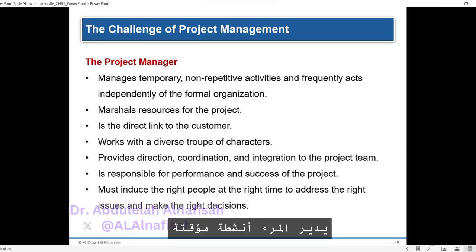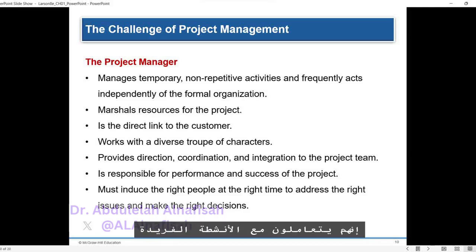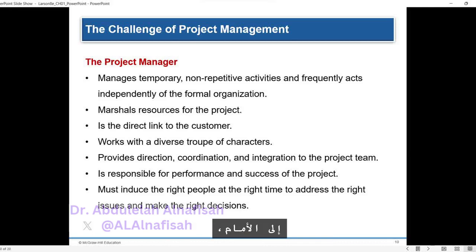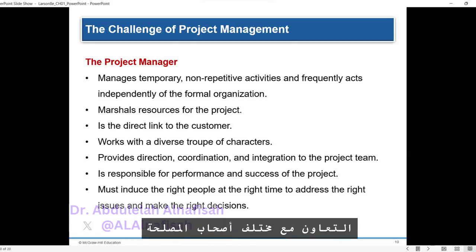1. Manages temporary, non-repetitive activities. Project managers are responsible for overseeing projects that have a defined start and end date. They handle activities that are unique and specific to the project's objectives. 2. Acts independently of the formal organization. Project managers often have a level of autonomy and authority separate from the regular organizational hierarchy. They make decisions and take actions to drive the project forward, collaborating with various stakeholders.